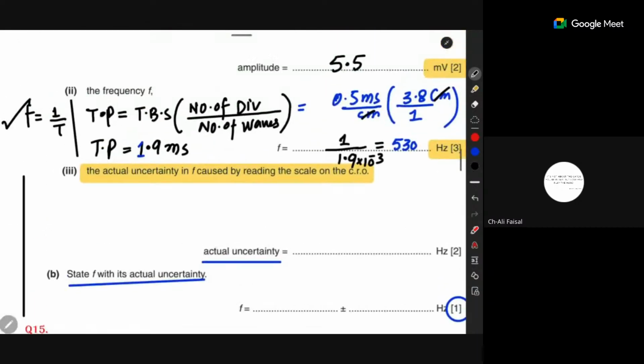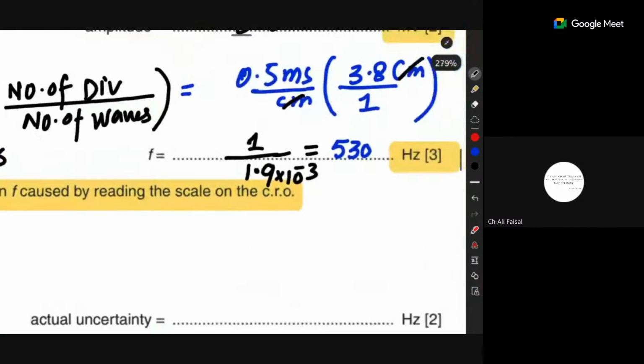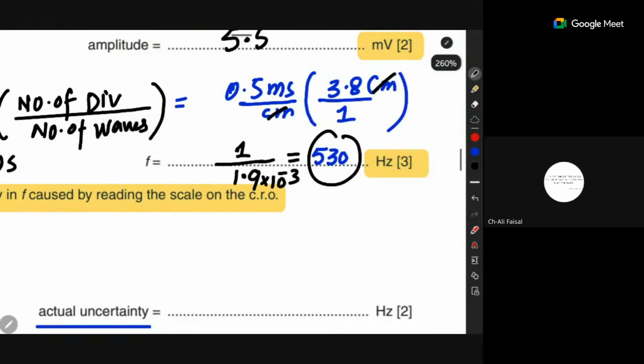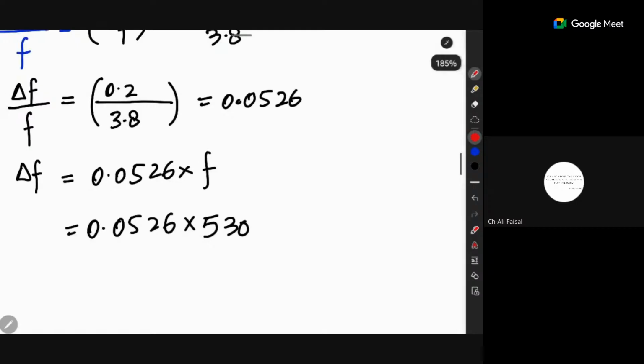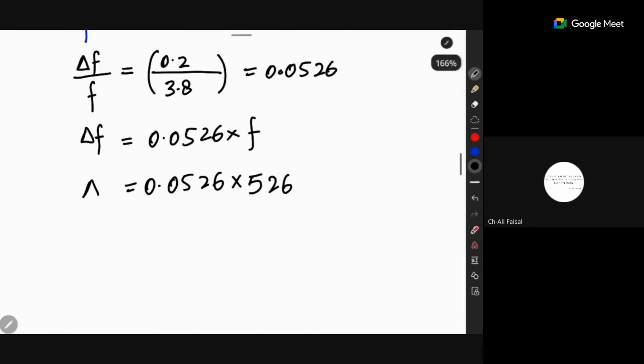What was the actual calculation? 530 or was it rounded off? It was rounded off to two significant figures. What was the actual one? 526. Okay, so I will place that value because we will not plug in the rounded off values. 526 here. So please calculate the absolute uncertainty here.